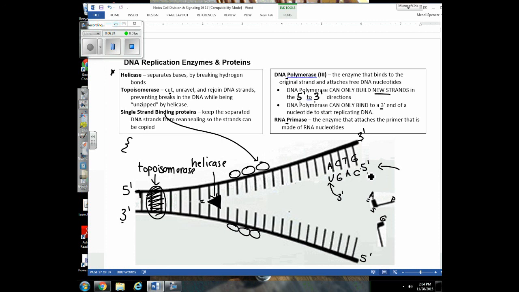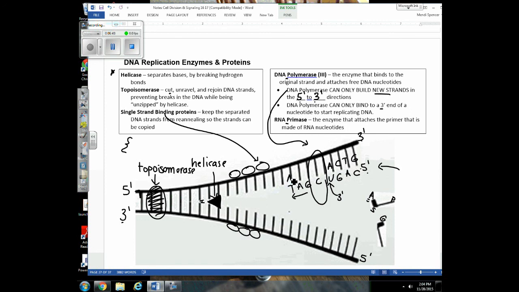So let's show DNA polymerase can bind right here, and it's going to move this way, and it's going to start grabbing free DNA nucleotides and attaching them to their complementary bases. So let's say it adds a C and a G and an A and a T. And again, it's doing that by matching up bases that are complementary to this original parent strand.